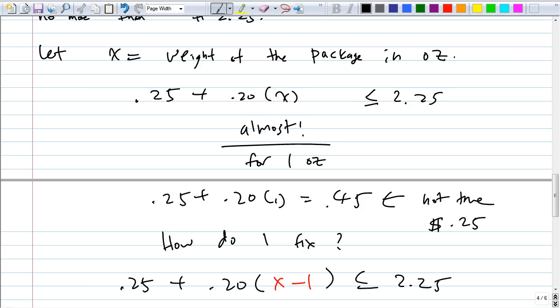Think about this. If x is 1, Jeffrey, according to this, how much do you pay? Look at the left side only. If x is 1, you get 25 plus 0.20 times 0. So you end up paying 25 cents, which makes sense. That's how much you have to pay if it's 1 ounce. Why do we have to do x minus 1? Who can explain? Some people still don't seem to understand. Yeah, Kevin?